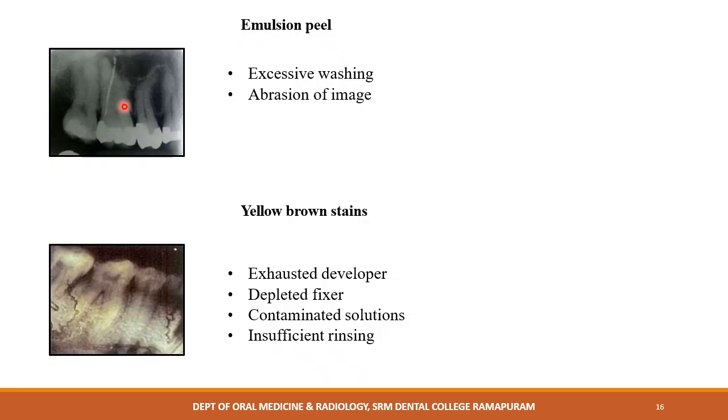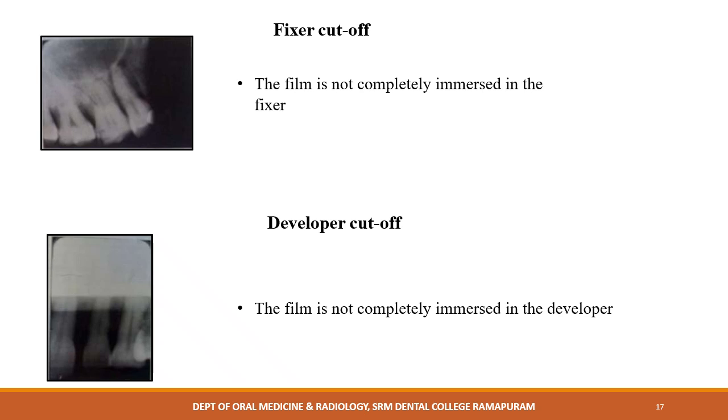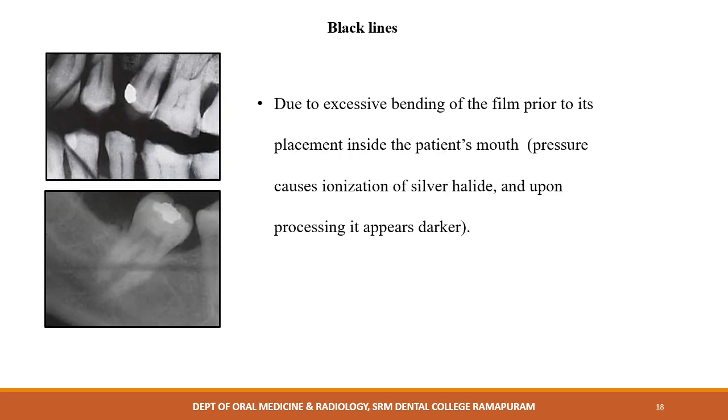Emulsion peel. This can occur due to excessive washing or physical damage to the film after this process. Yellow-brown stains can occur due to exhausted developer, depleted fixer, or insufficient rinsing of films after processing. Fixer cutoff and developer cutoff occur when the film is not sufficiently immersed in the fixer or developer.